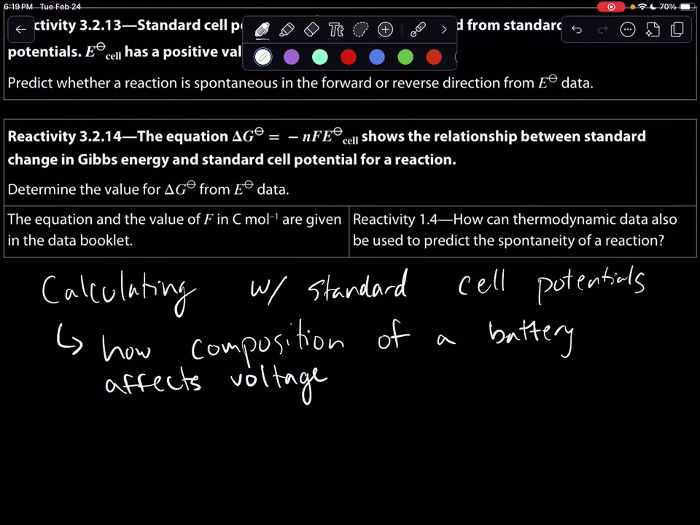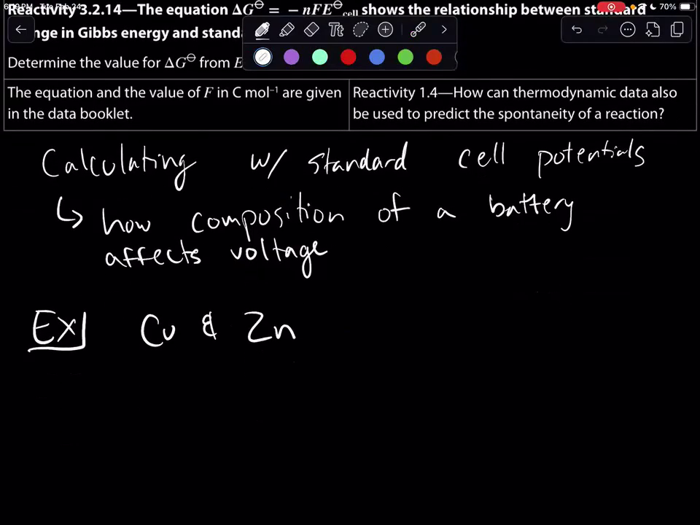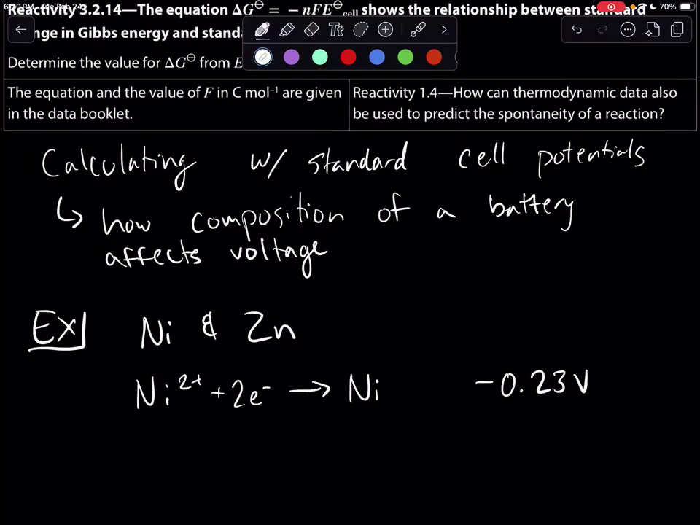As we do that, we should use an example. So let's do an example of the cell between copper and zinc. Now, you know what? Instead of copper, let's change it to nickel. Nickel and zinc. If we take nickel and look at its reaction, nickel 2 plus 2 electrons, and we can find these values in the data booklet, to form nickel, this reduction is going to have a voltage of negative 0.23 volts when compared against the standard electrode potential of the hydrogen cell.